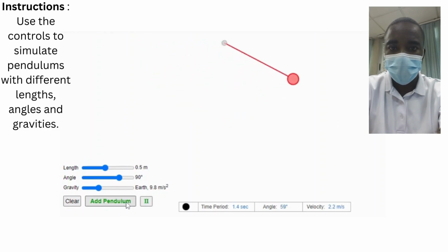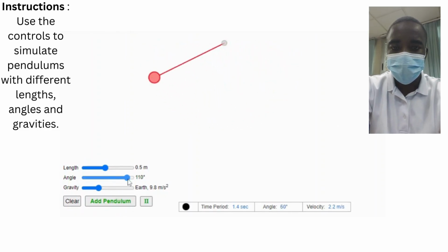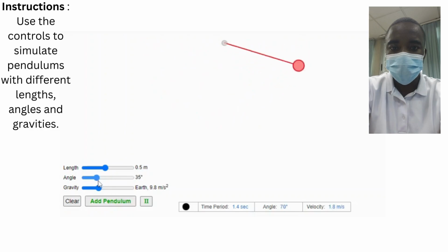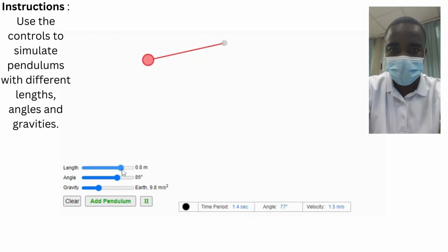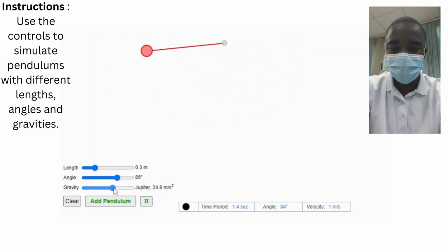The Pendulum Simulation is an interactive educational tool designed to help students explore the principles of periodic motion, specifically the behavior of pendulums under various conditions. By providing a hands-on approach to investigating the factors that affect the motion of a pendulum, the simulation offers a comprehensive learning experience that covers key concepts in physics.